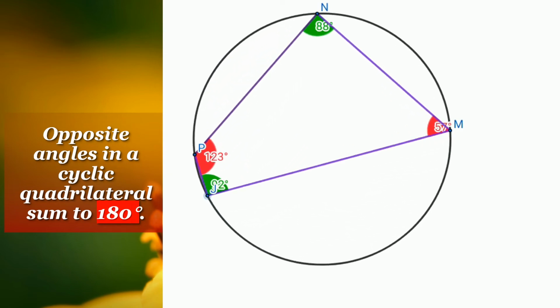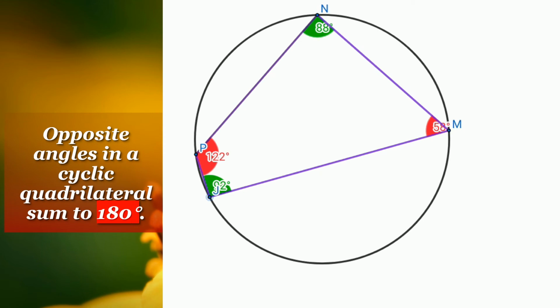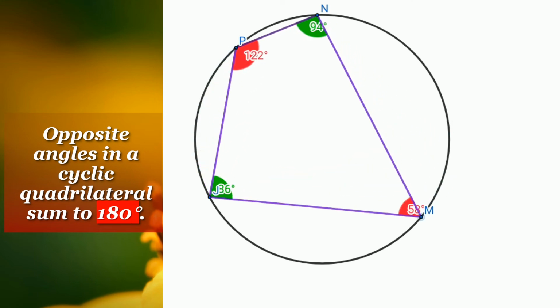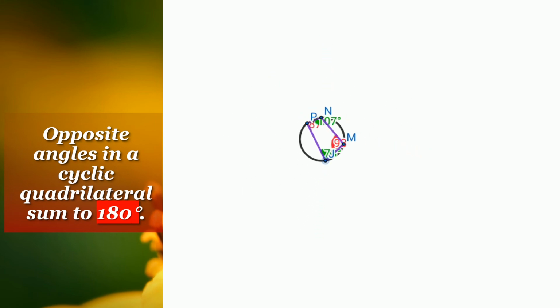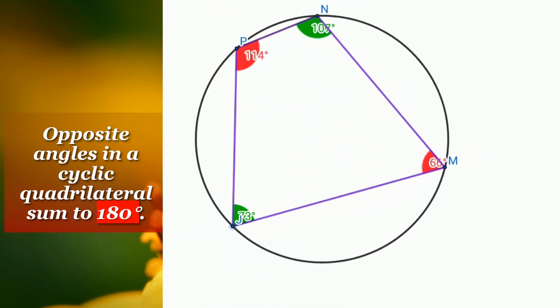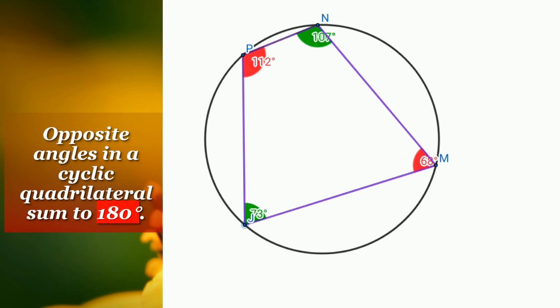So it doesn't matter how this quadrilateral looks, the opposite angles are supposed to add to 180. So 122 right here plus 58 right here should add up to 180. This 98 or that 88 up there, plus this 92, is supposed to add up to 180. And if I change it this way and change it that way, as long as the angles are opposite angles inside the cyclic quadrilateral, they're going to add up to 180. And no matter how small or how huge it is, once it is a cyclic quadrilateral, which means it's a quadrilateral inside a circle and all the corners are touching the circumference, then opposite angles add to 180.